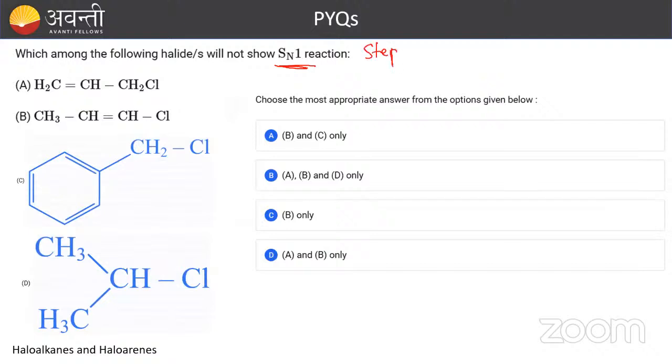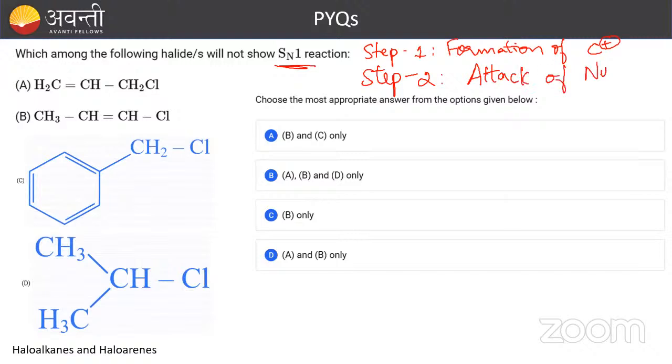So in step 1, what will happen? There will be the formation of carbocation. Okay. And in step 2, what will happen? In step 2, the nucleophile will come and attack. Attack of nucleophile. Okay, these are the two steps that occur in SN1 reaction. Now, from this, find out the answer for this question.